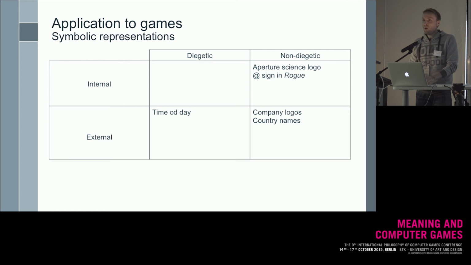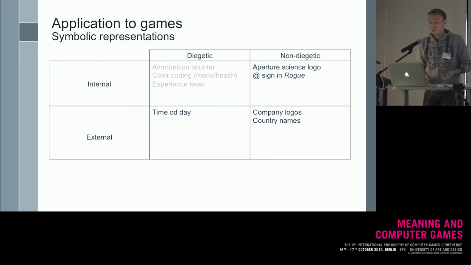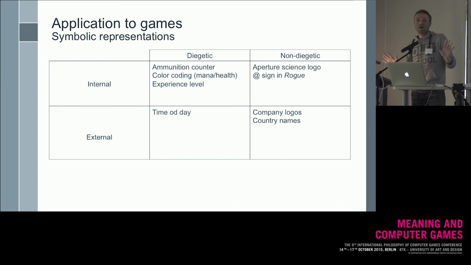So basically, in this case, something that is part of the interface is a symbolic representation of something outside of the game, that is, the real time of the day. Which may be important if you are scared that you will lose track of time. And diegetic internal. This category is the most interesting. There are many possibilities. For example, an ammunition counter. This is something that is part of the interface, but tells you about an internal feature of the game.